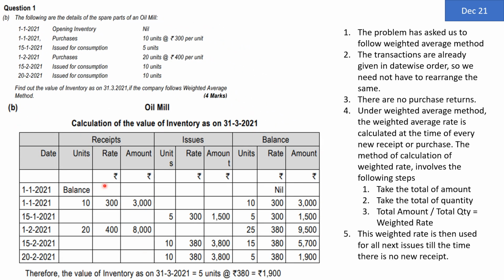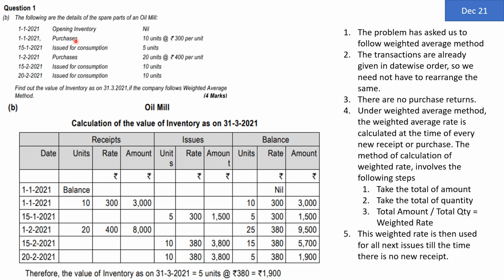As you can see here, they have shown us first date column, then there is receipts column, issue column and balance column. In receipts as well as issue as well as balance, there are 3 subparts: units, rate, amount, or you can say quantity, rate, amount. On 1/1/21, there was opening balance of nil. That's why the balance is shown to be nil.